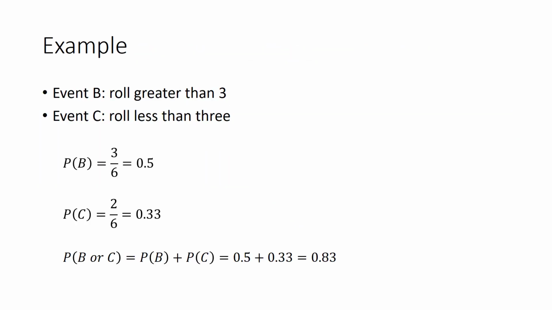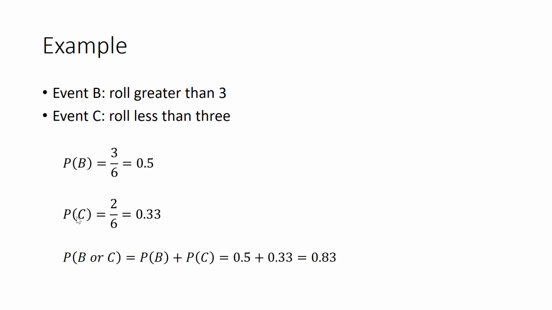Now let's take a look at such an example. So we have event B being equal to roll greater than 3. We have event C being equal to roll less than 3. And first we calculate the probabilities of B and C. So probability of B is going to be greater than 3, that's equal to 4, 5, and 6. So it's going to be 3 over 6 equal to 0.5.